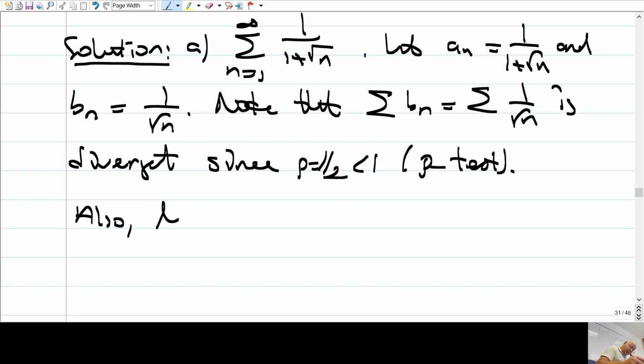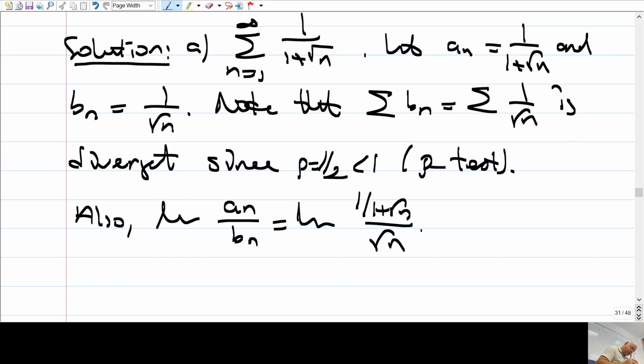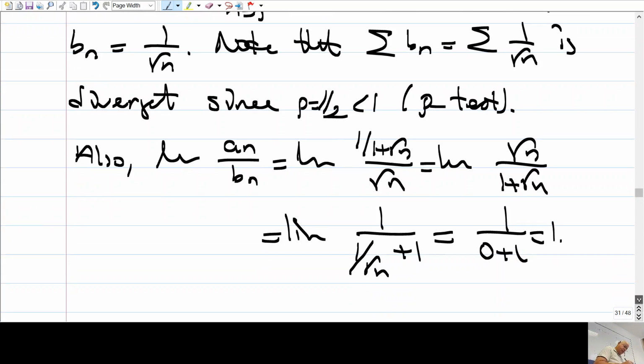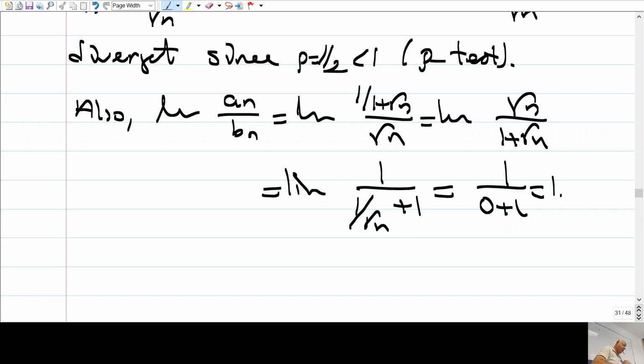Also, what is the limit of a_n over b_n? This is the limit of 1 over 1 plus square root of n, divided by 1 over square root of n. This is just the limit of square root of n over 1 plus square root of n. As n goes to infinity, both terms go to infinity, so I can write it this way: the limit of 1 over (1 over square root of n plus 1), and this is just 1 over 0 plus 1, which is 1. So this limit is a finite number. L is 1, which is a positive number. And b_n is divergent.